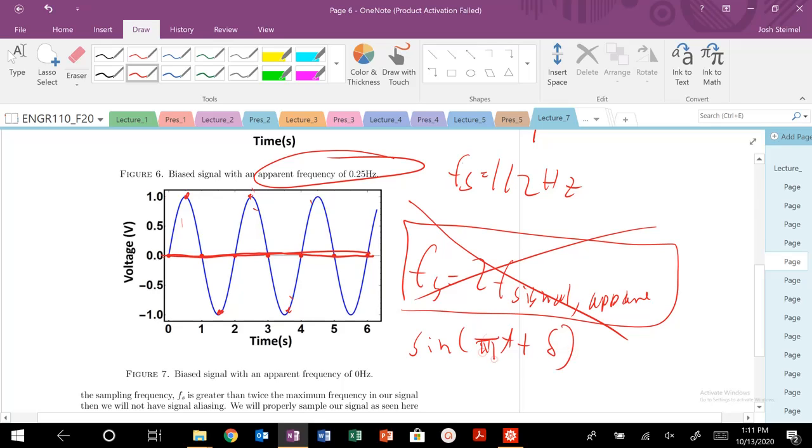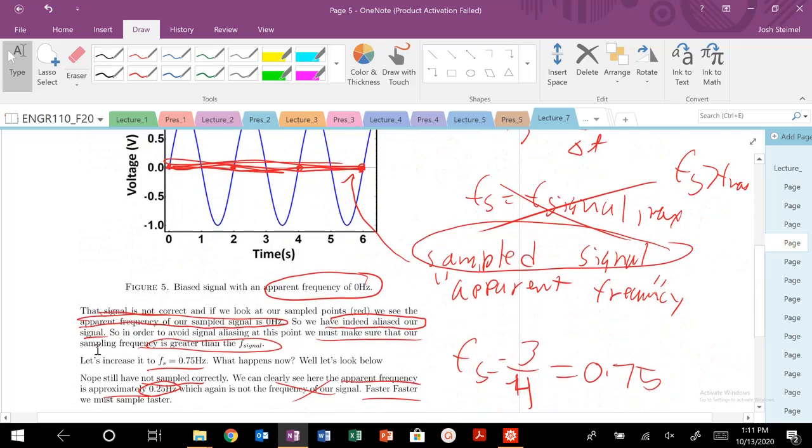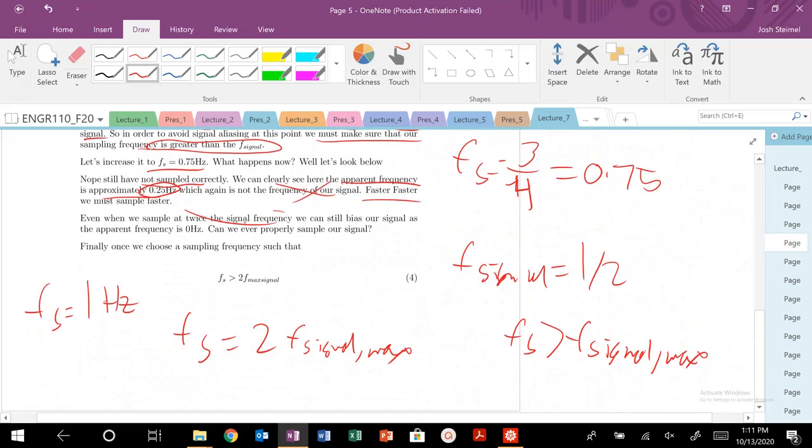So that's what you could kind of encounter, and then everything gets messed up. So we cannot use this condition. We will still get aliasing, and that is observed by this apparent frequency of 0 hertz in this graph right here. So what is going to work? Nothing is working for us so far. So twice doesn't work. Keep getting these apparent frequencies. Can we ever properly sample our signal?